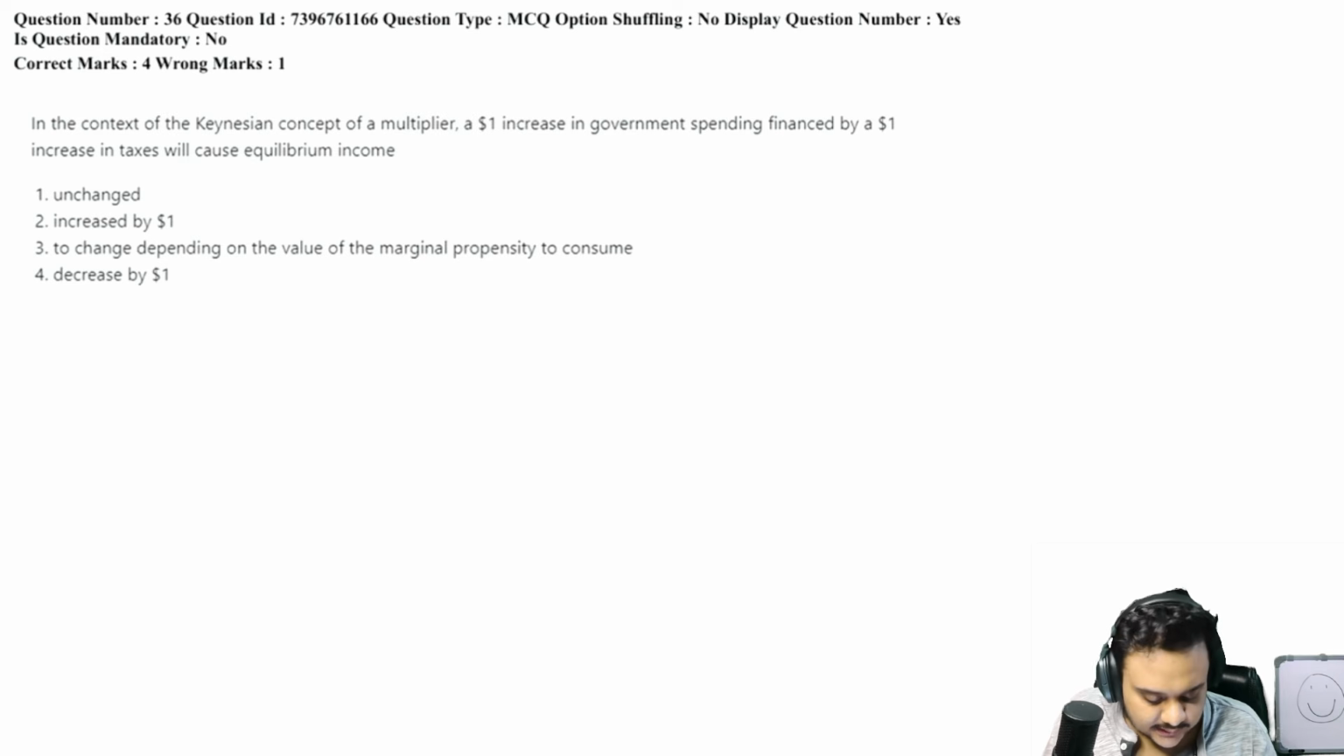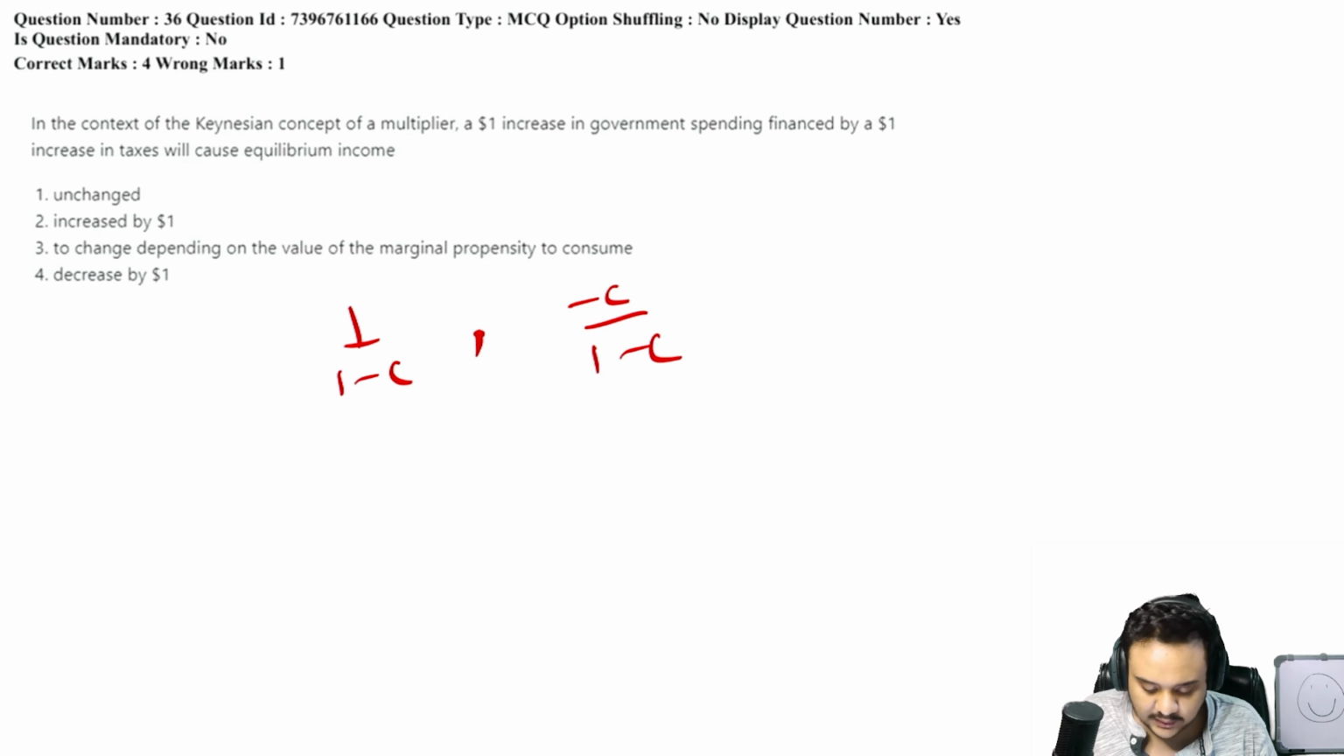Then the next one says, in the context of the Keynesian concept of a multiplier, a $1 increase in government spending financed by a $1 increase in taxes will cause equilibrium income to increase, decrease, or what will happen to it. So first of all, write down the government multiplier and the tax multiplier. The government multiplier is 1 upon 1 minus c, and the tax multiplier is minus c upon 1 minus c.